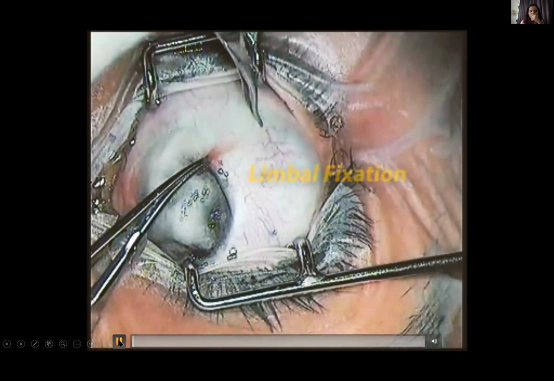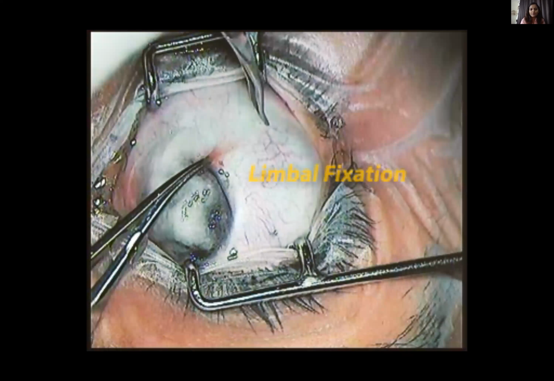So the first step that you do in a fornix based surgery. I generally practice fornix based for most of my recession and resections, and only for the resurgeries I take a limbal based surgery. So now I'm trying to operate the lateral rectus. This is a fixation forceps. You fixate it on the infratemporal limbus, and you take the eye in the opposite direction.